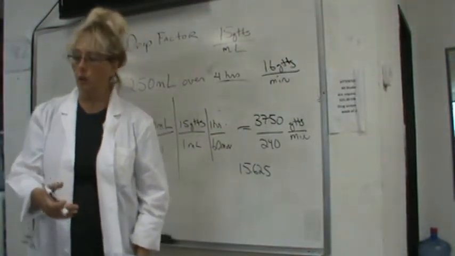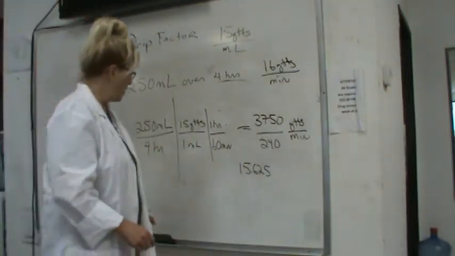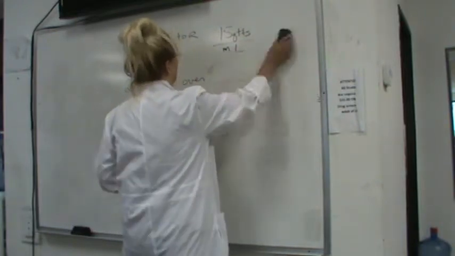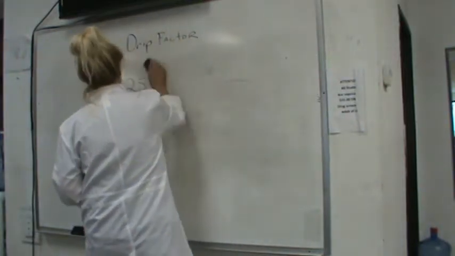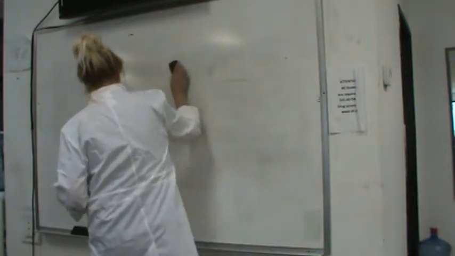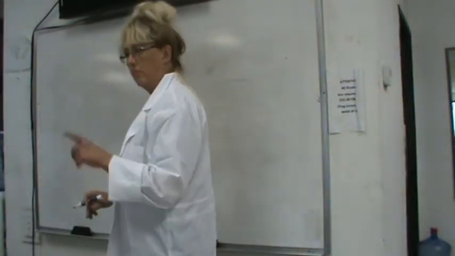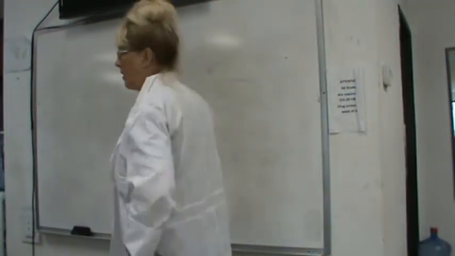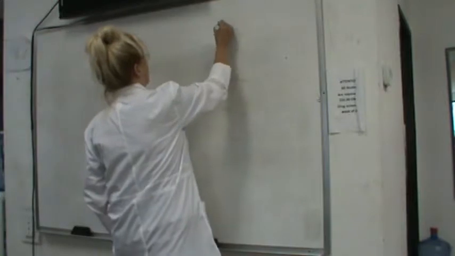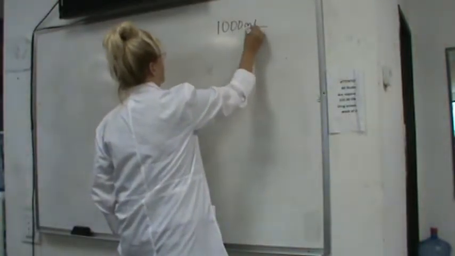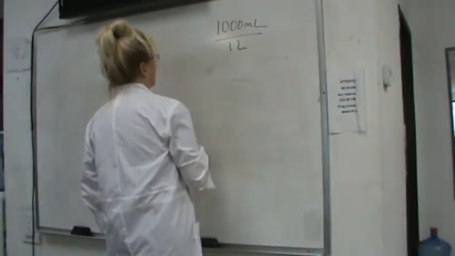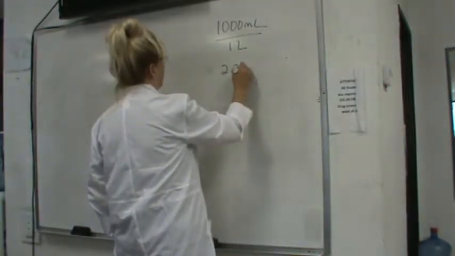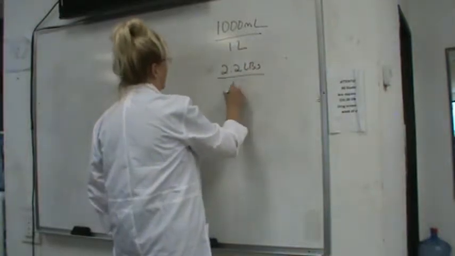Now let's change the equation, everybody. Let's take a look at something else. First of all, there are some constants that you need to know. There are some regular constants that everybody needs to know in the medical field. You need to know that there are 1,000 mLs per 1 liter, right? You need to know there are 2.2 pounds in 1 kilogram.